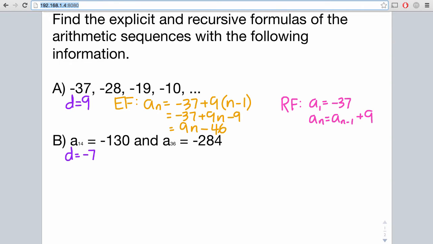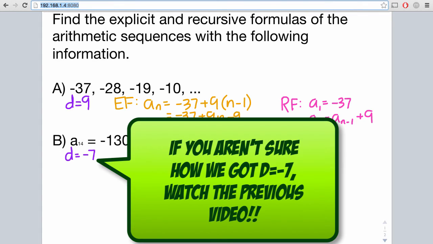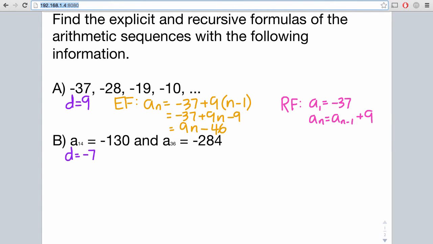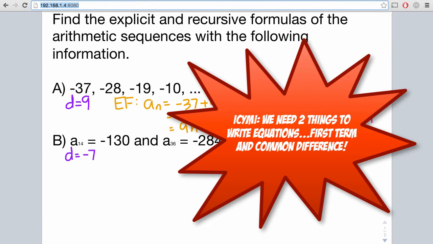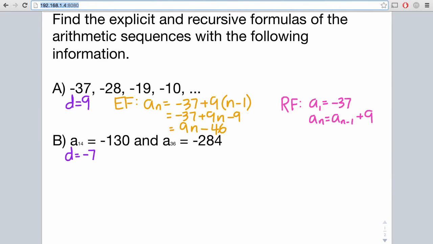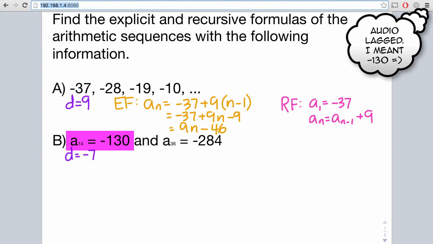Part B asks us to find the same thing given two non-consecutive terms. And in the previous video we found that the common difference was negative 7. The only thing that we're missing is our first term. So we need to first find the first term of this sequence. And you can choose either of the two terms that are given to us to help us find the first term. I'm going to use the 14th term, which is negative 130.